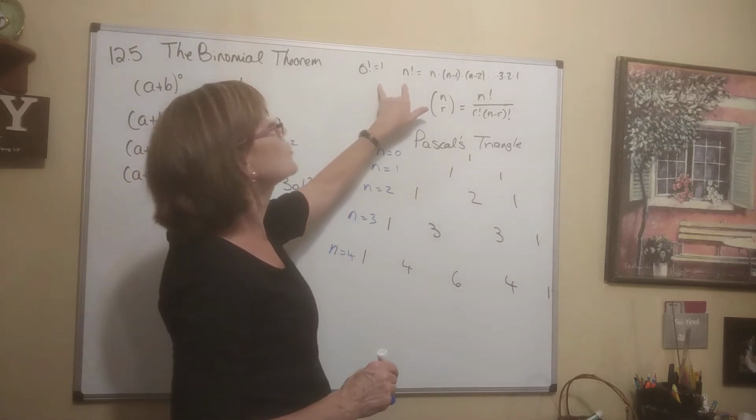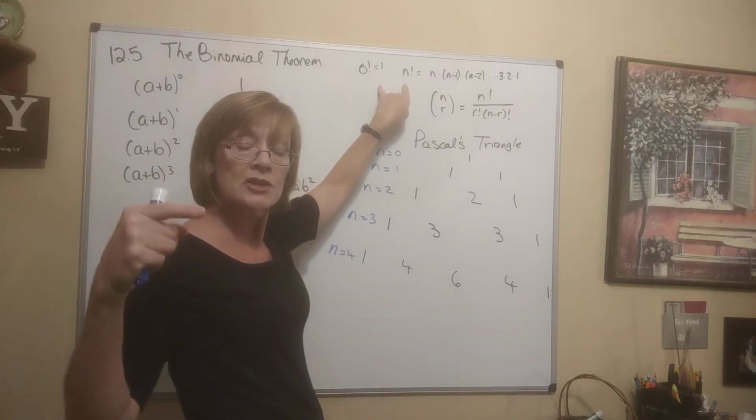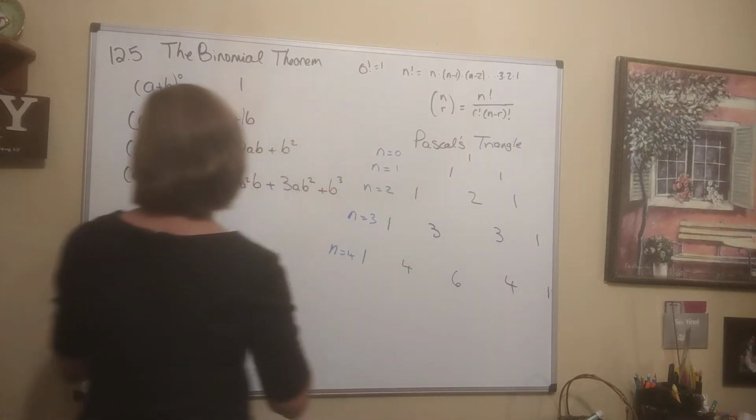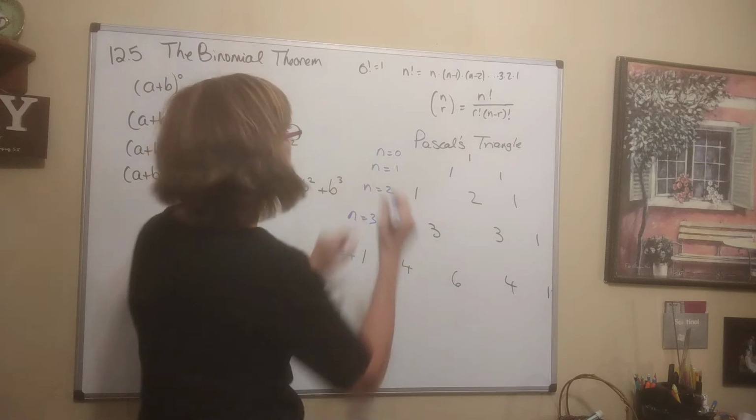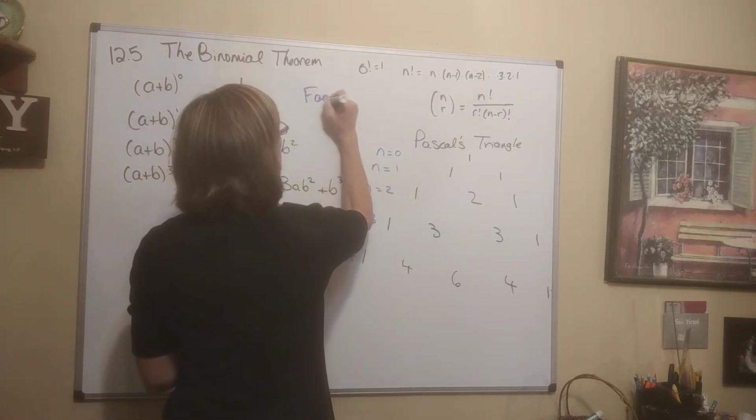First, we've got to know what a factorial is. When you see an exclamation mark next to a number, that is a factorial. So if you have n factorial, this is what it reads. It looks like this. Factorial.